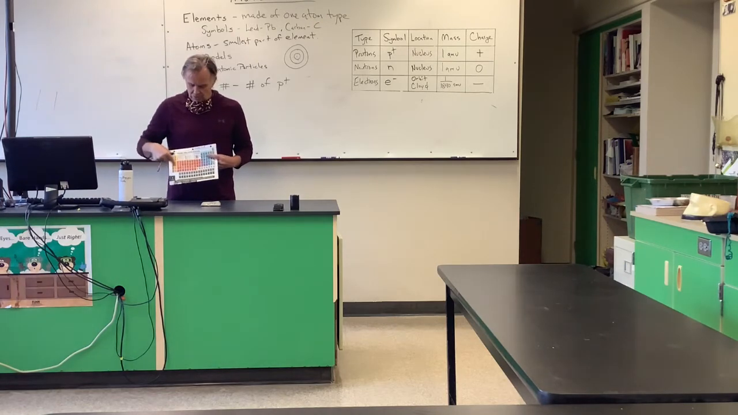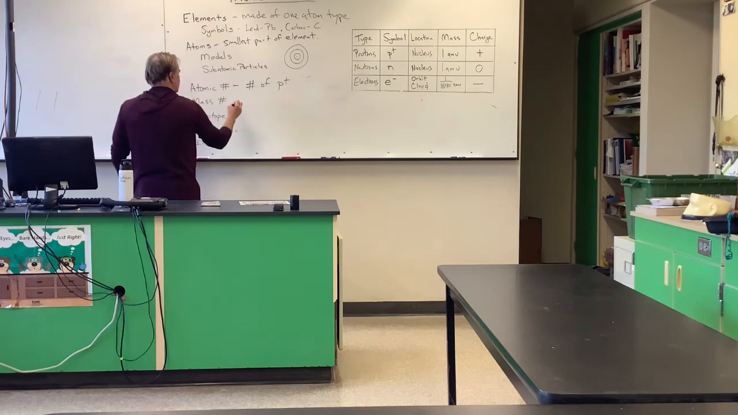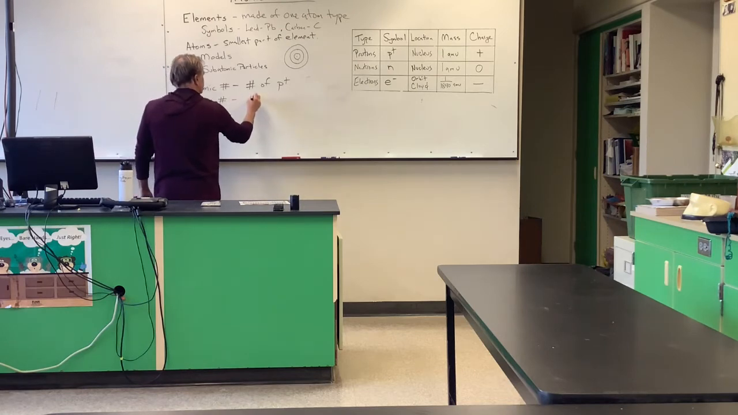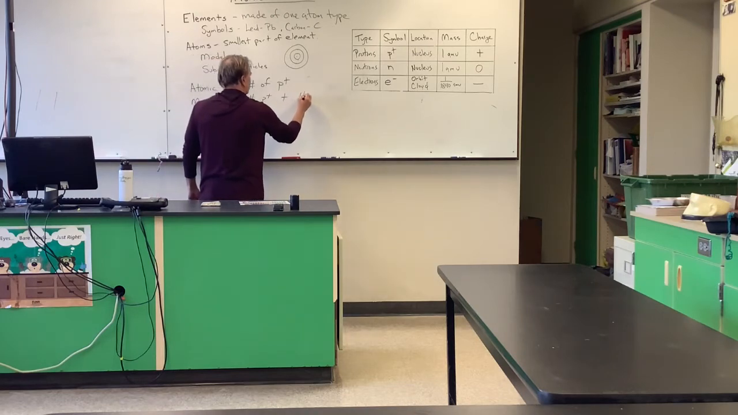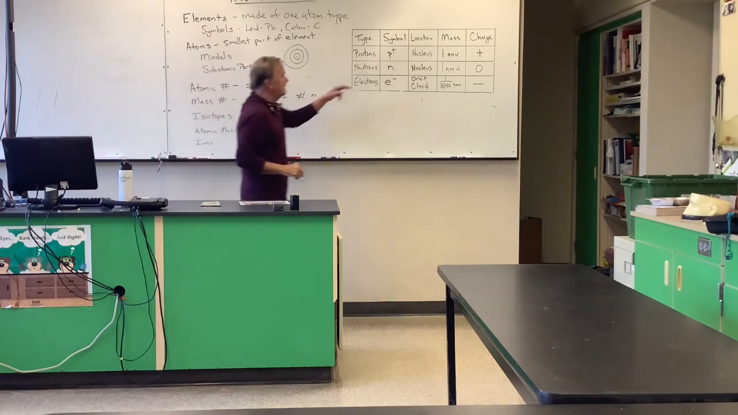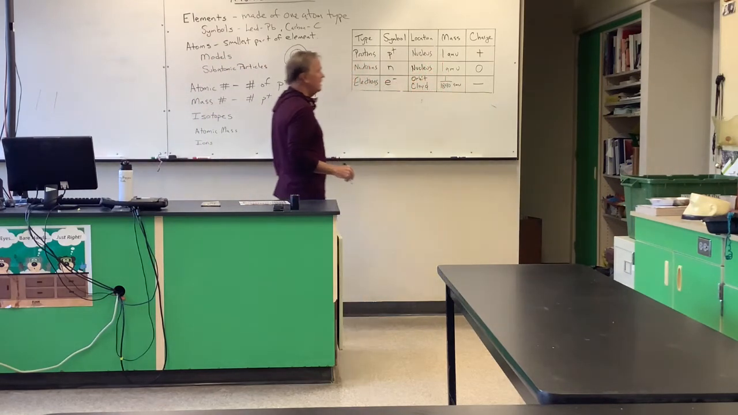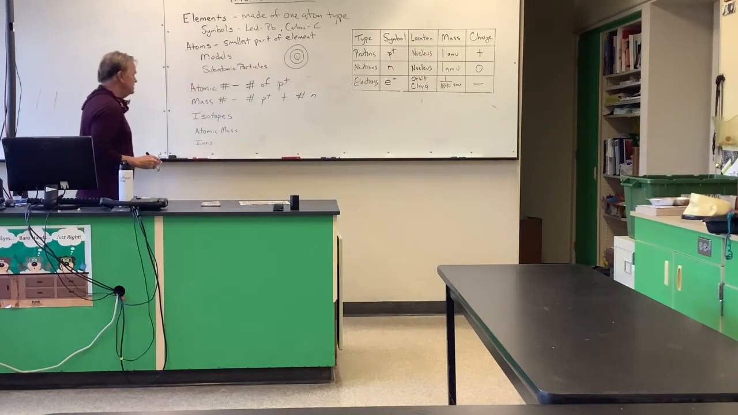Atomic number 92, the largest natural element, uranium, right? So atomic number is the number of protons. Mass number is the number of protons plus the number of neutrons. Okay, so protons and neutrons. That makes sense because you look here, mass. These both have masses. You don't worry about the electrons because their mass is insignificant.